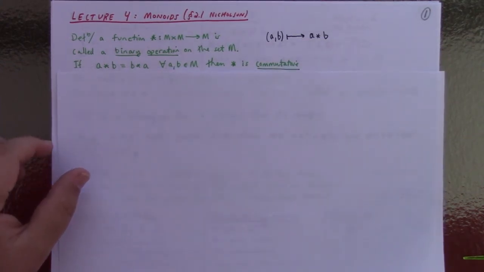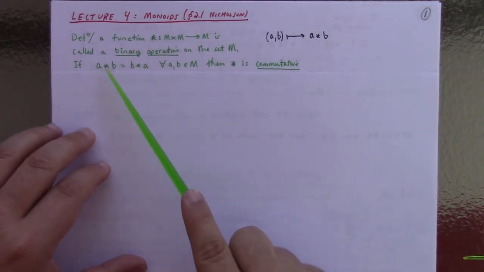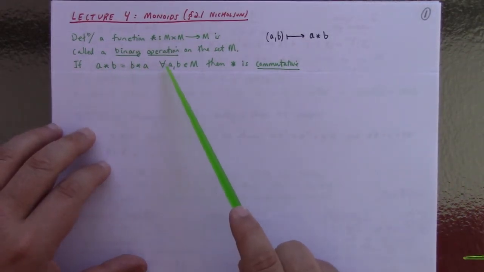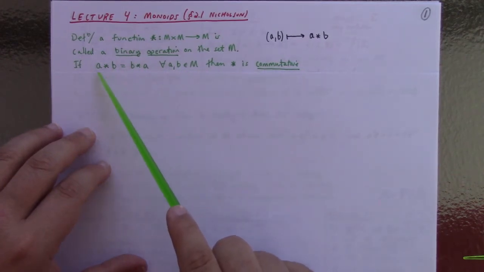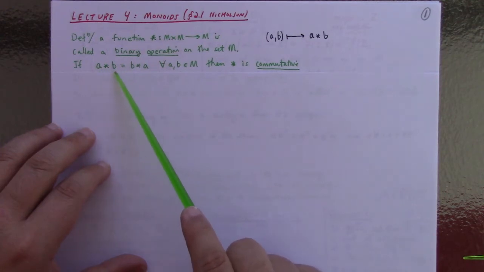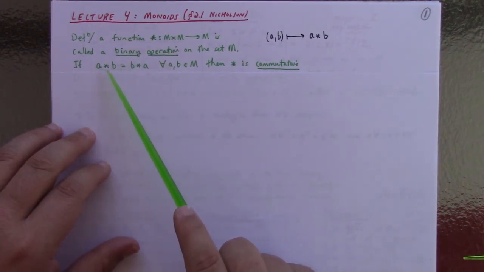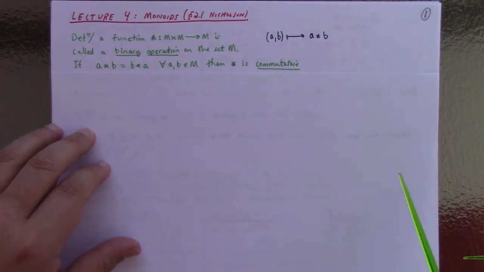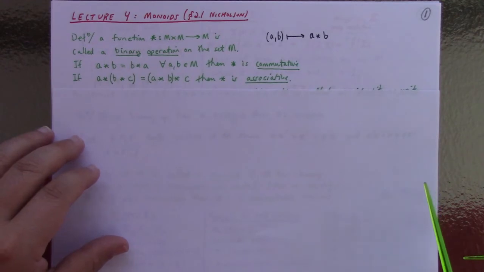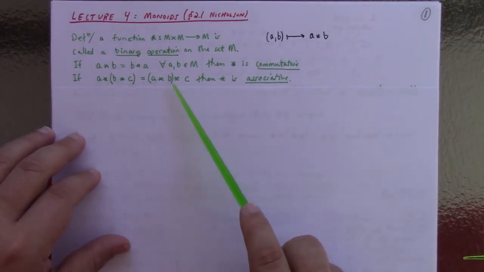Now we have some special terminology for particular kinds of binary operations. For example, if a star b is b star a for every pair in M, then it's commutative. By the way, if there exists even a single pair such that it doesn't commute, if you can find a single a and b such that a star b is not equal to b star a, then it's said to be non-commutative.